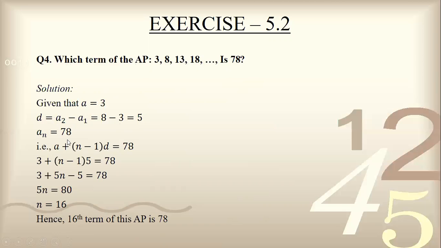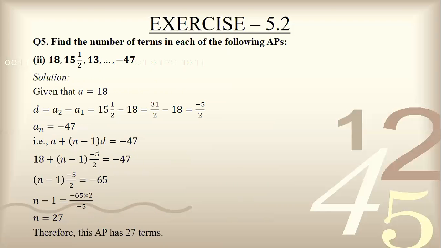So An is 78. As I told you, whatever we have to find, we'll consider it to be the last term, that is An. An formula, A plus n minus 1 into D equal to 78. Let us substitute. A is 3, n minus 1 into D is 5, equal to 78. When we solve, we get n is 16. So the 16th term of this AP is 78.